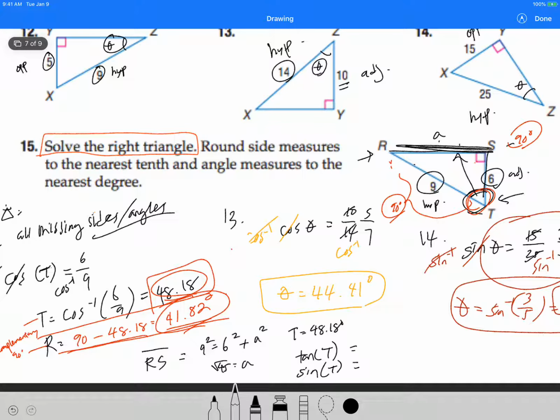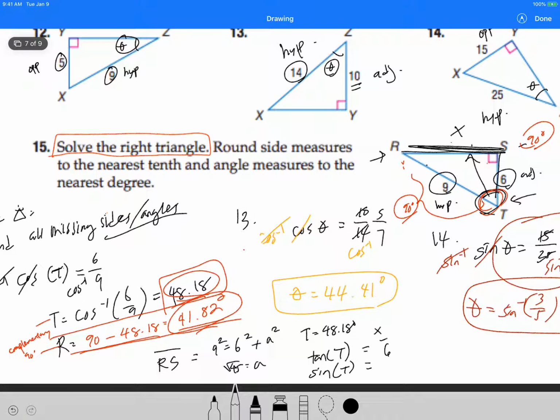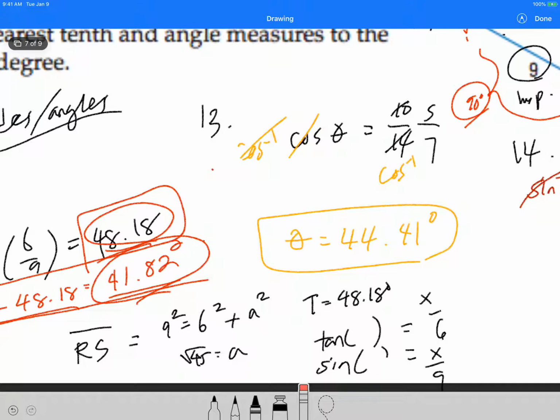So tangent of T would give me a over 6, right? That's an a, by the way, it's not a 9. Maybe I should just call it an x, just to make it a little easier. So x over 6 should be tangent of T, or in this case, sine will be x over 9, right? Well, we already know what angle T is, so let's just substitute it in.